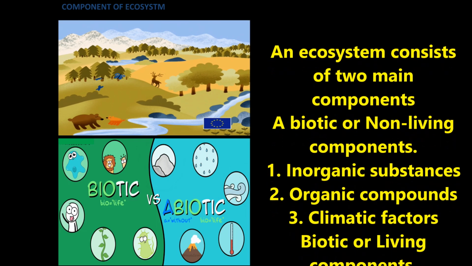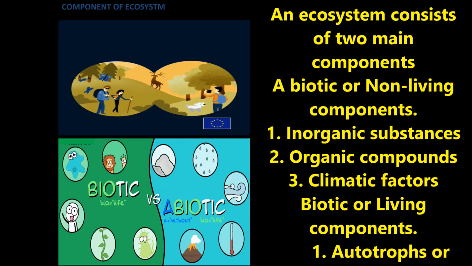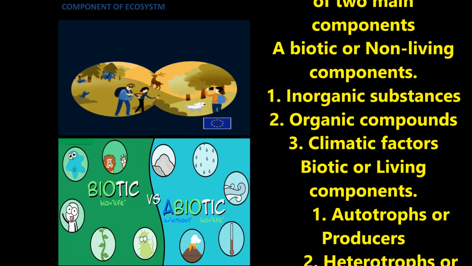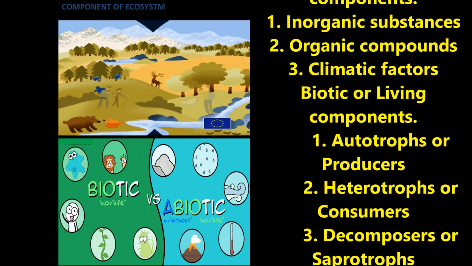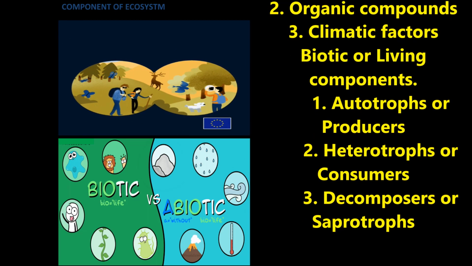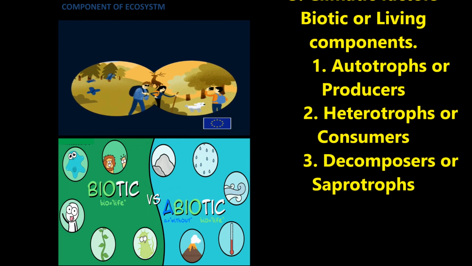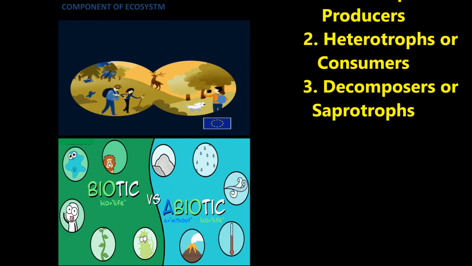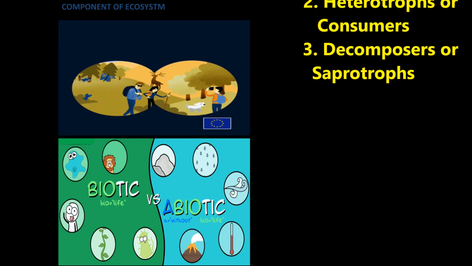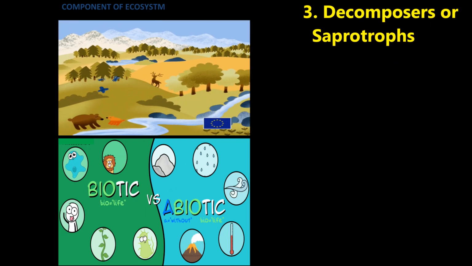An ecosystem consists of two main components: abiotic or non-living components, which include inorganic substances, organic components and climatic factors. Coming to biotic or living components: autotrophs or producers, heterotrophs or consumers, and decomposers or saprotrophs are involved in this ecosystem.